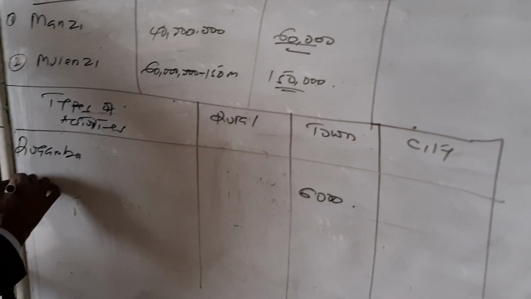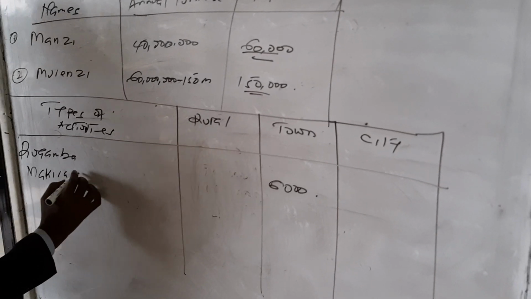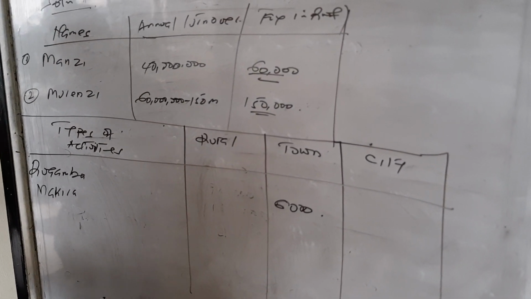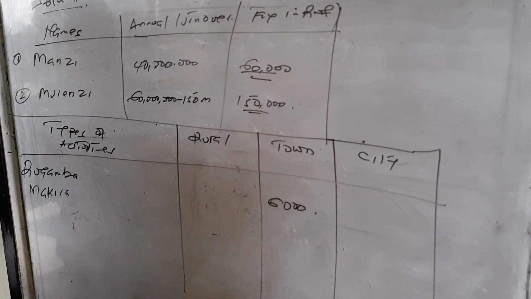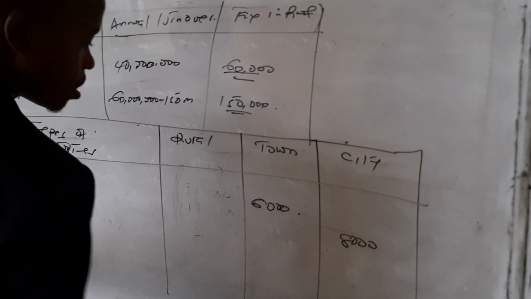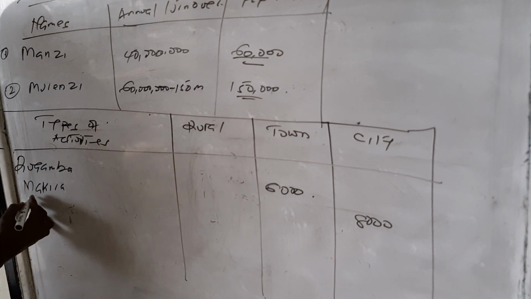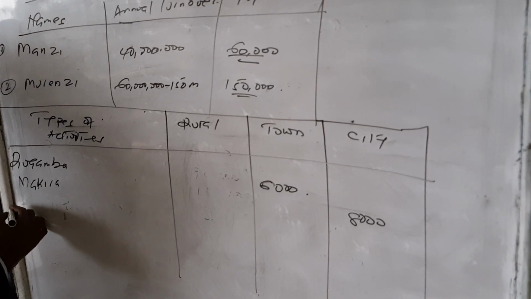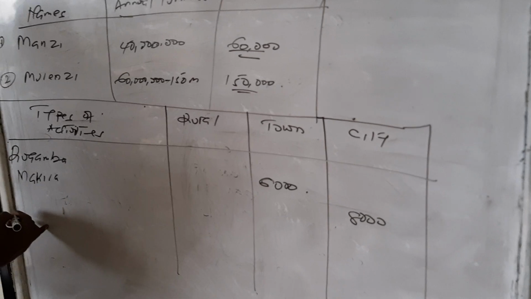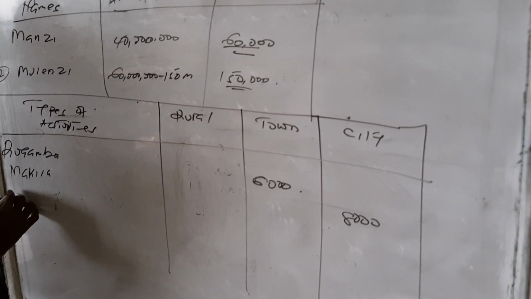And the Makira is another businessman. So he's a technician with a small machine in Kigali city. So therefore he will pay 8,000 because he's using the machine and he's operating in Kigali city. So the third businessman is Karemera, who is a motorcyclist in Rwanda. So and is operating in the town.